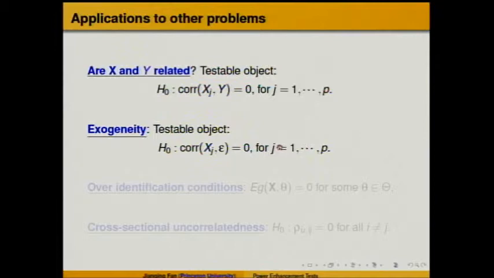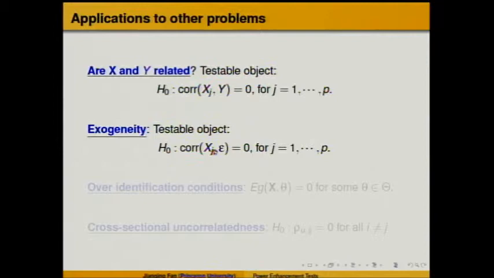And the method that we apply here is not only applied to testing alpha. High dimensional hypothesis testing appears very frequently in econometrics. So for example, you may ask yourself, are the covariates and the response related? In this case, you are testing the null hypothesis that many of those correlations equal zero. You may ask yourself, are the covariates and the noise epsilon exogenous? In this case, you are testing correlation equal to zero for many covariates. If you are collecting high dimensional covariates, this is a similar kind of testing.